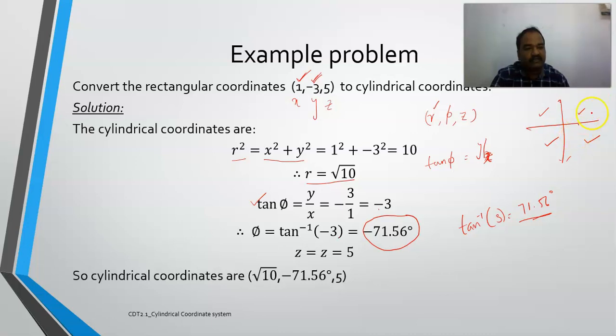So normally if I get all positive, I'll consider directly theta. If I get only cos positive, I'll consider minus theta. Or if I get only sine positive, I'll consider like this. So for tan inverse 3, it is 71.56. Since it lies in the fourth quadrant, I am taking it as minus 71.56. Okay. Now, root 10. The z remains the same. Now these are the cylindrical coordinates.